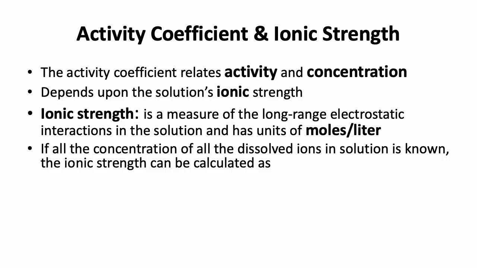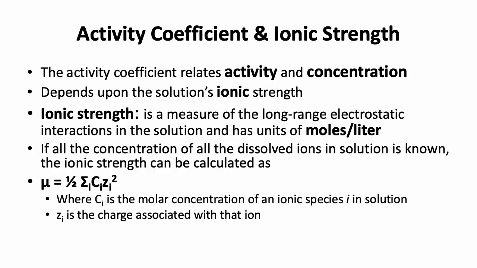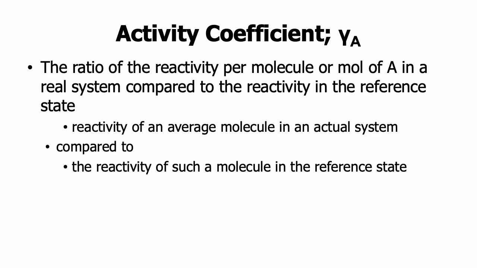So if the concentration of all the dissolved ions in solution is known, then we can calculate the ionic strength from the sum of Ci times Zi squared. However, often this isn't the case, and we'll need to make some assumptions based on total dissolved solids or some other empirical correlation. Once we calculate the ionic strength, we're then ready to calculate the activity coefficient.